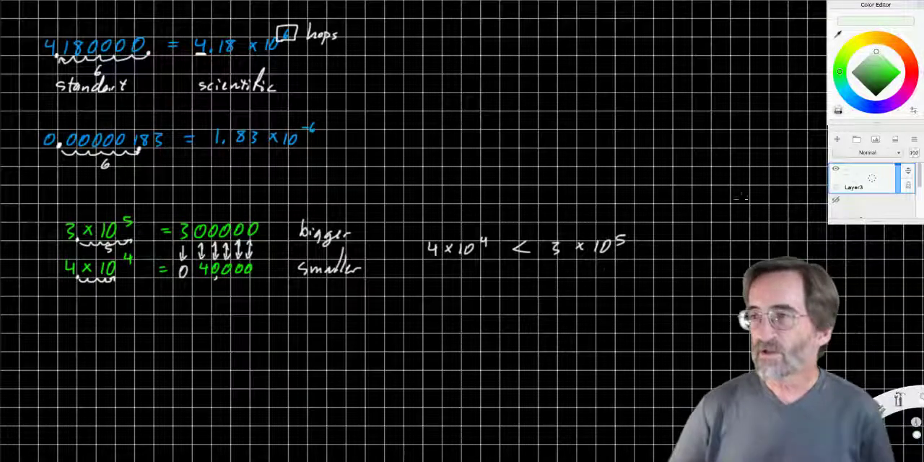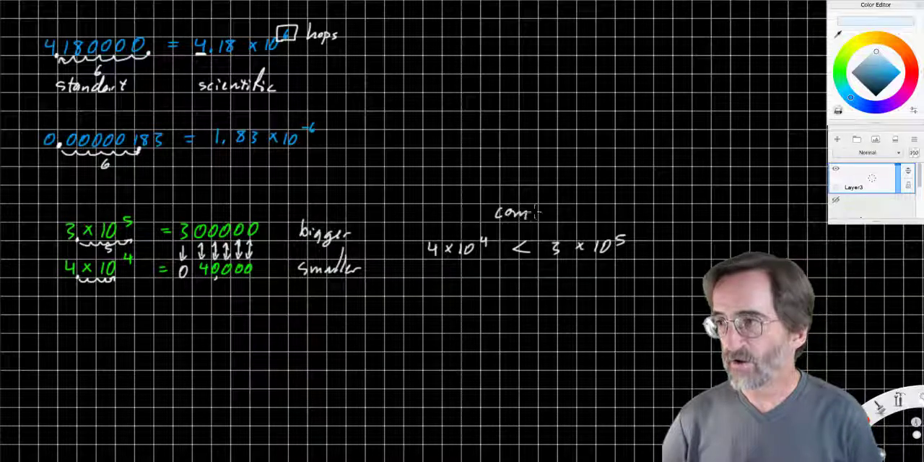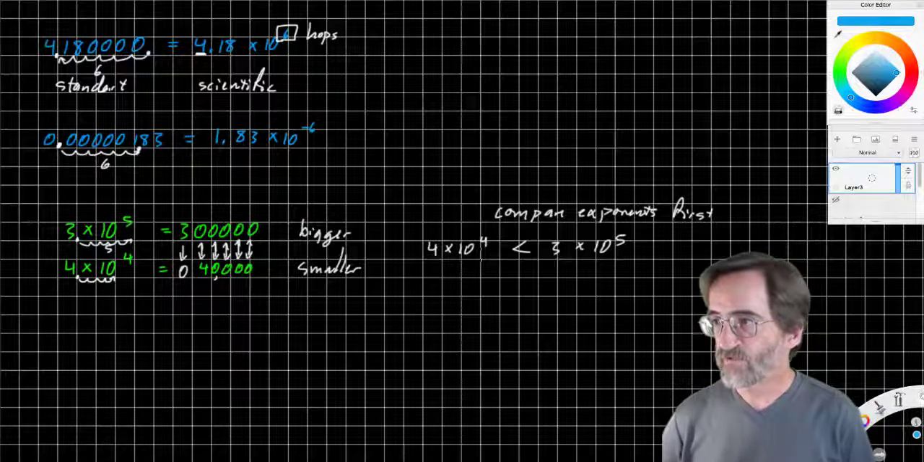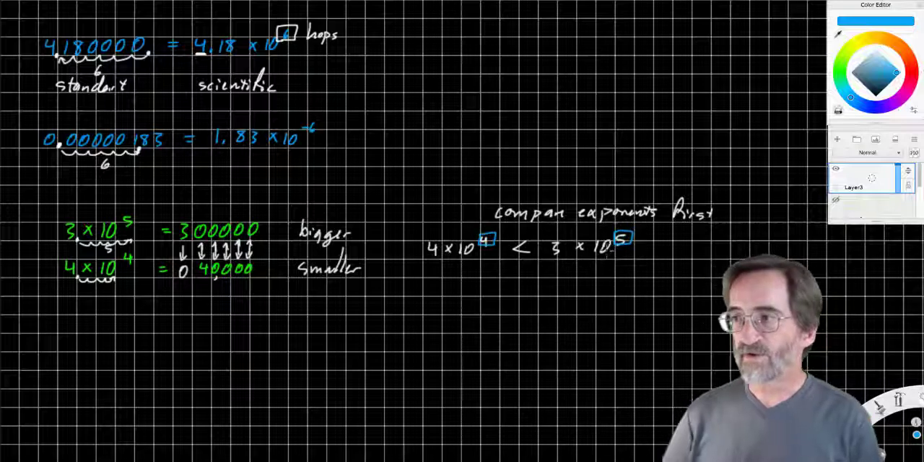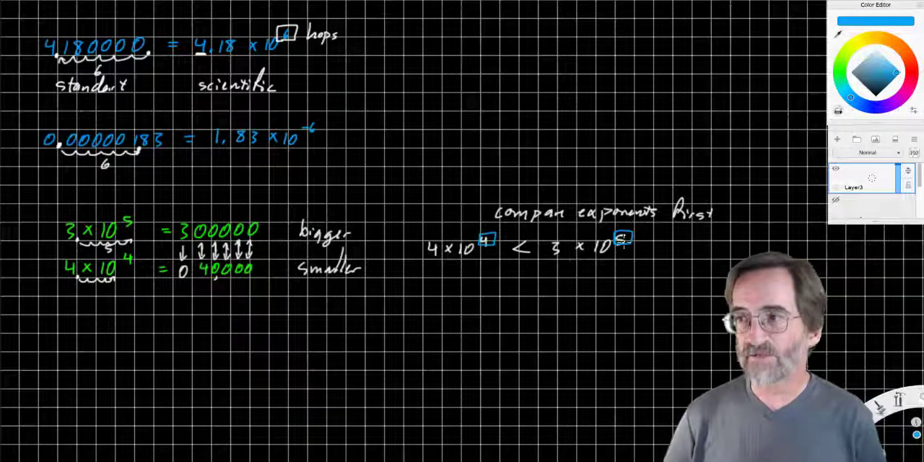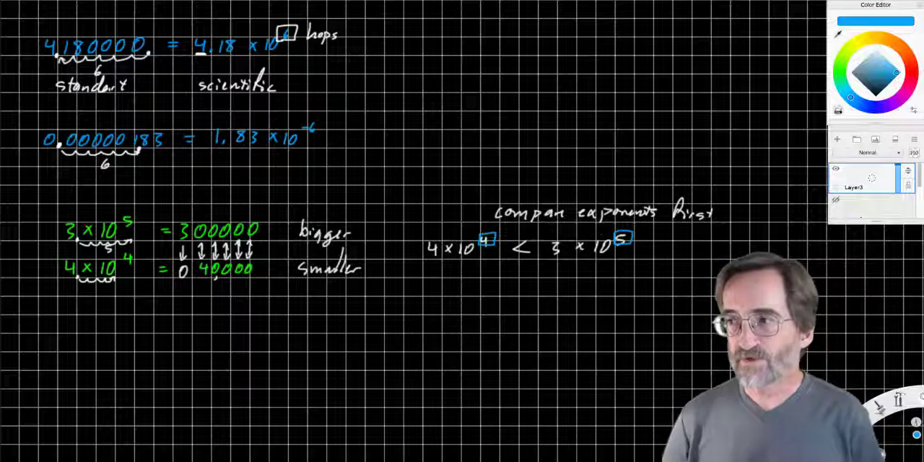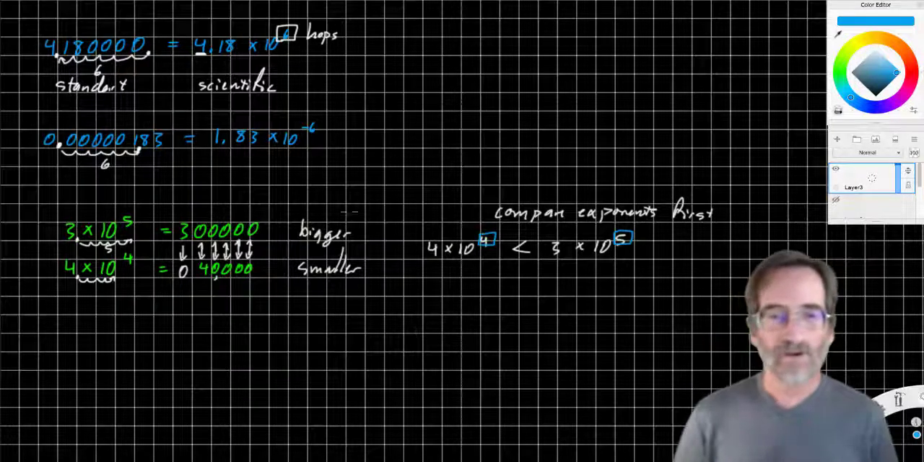Notice what went on, and this is really the key. Compare exponents first. Then compare the numbers. 5 is bigger than 4, so 3 times 10 to the 5th is bigger than 4 times 10 to the 4th. So the exponent has more to do with it than the number. Now, if the exponents are the same, then you compare the numbers. All right, hopefully that helps.